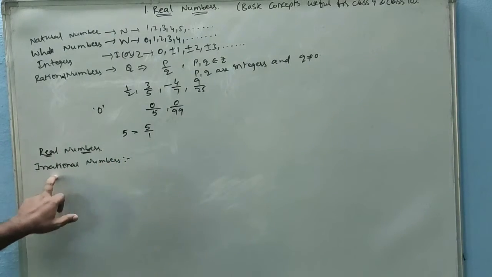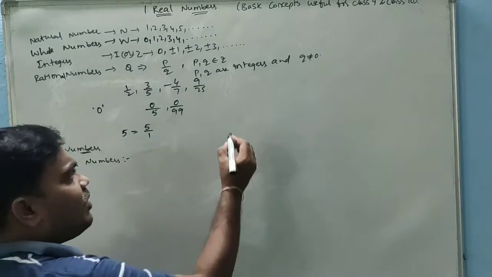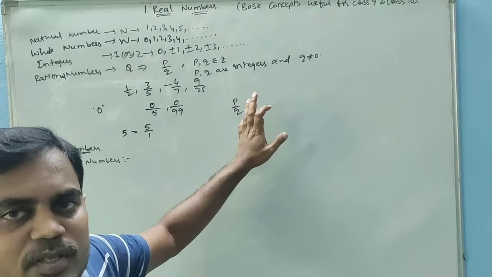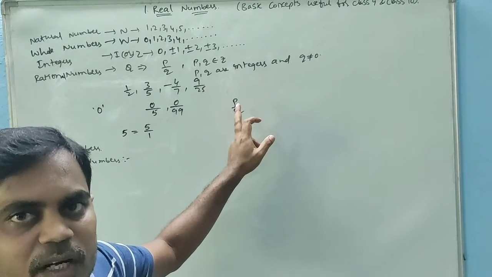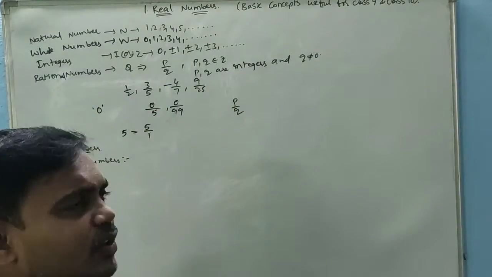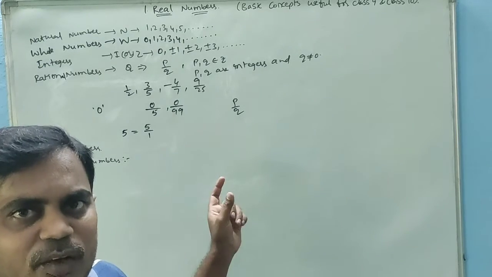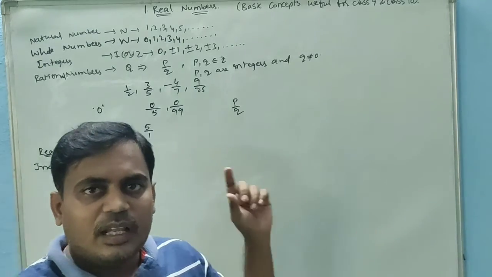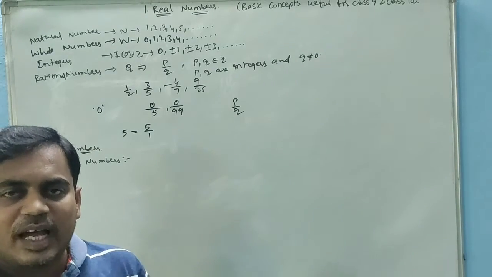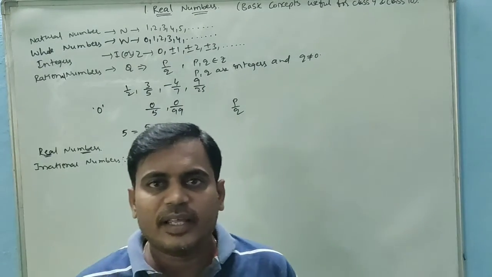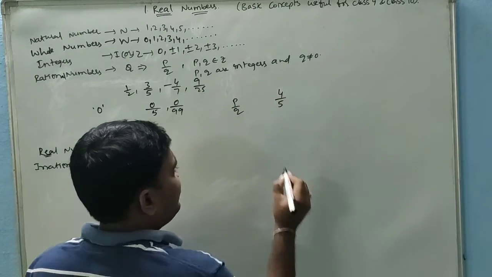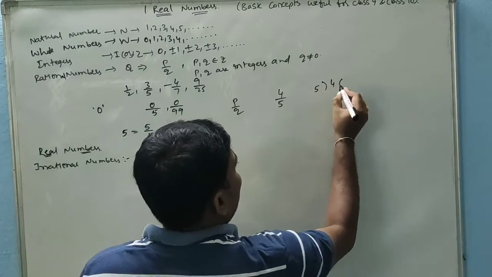Before discussing irrational numbers, recall rational numbers: the numbers in the form of p by q, where p and q are integers and q is not equal to 0, are called rational numbers. When we convert p by q form to decimal form, every rational number is either a terminating or a non-terminating recurring decimal. For example, take 4 by 5.